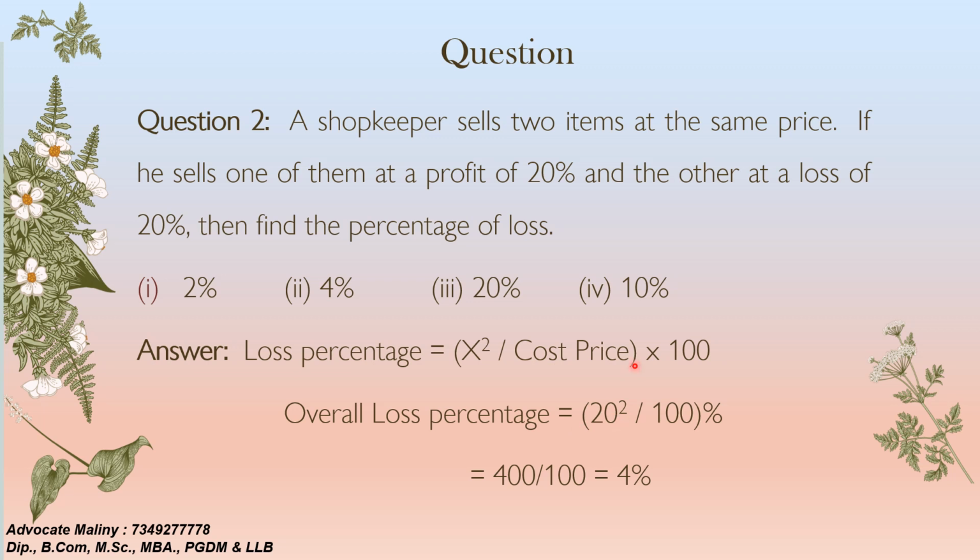This is x square divided by 100. X is 20, so x square is 20 square, 400, divided by 100 is equal to 4%.